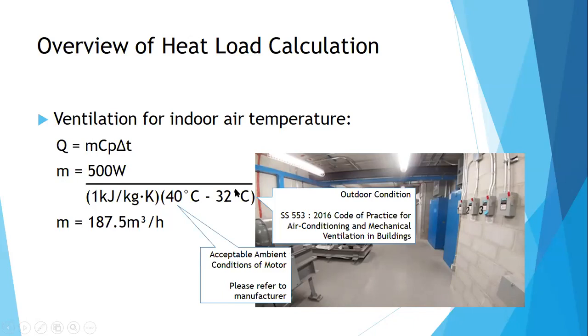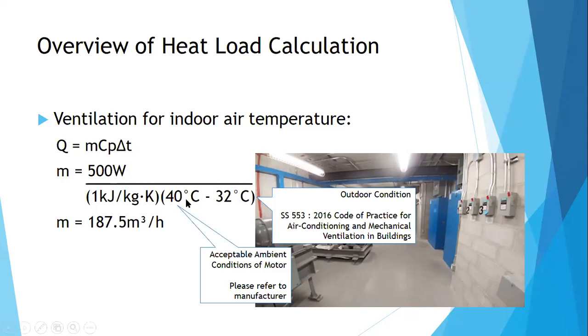32 is the outdoor air condition. So here in Singapore, in the SS553, it is stated that for every design of new buildings, the outdoor temperature is assumed to be 32 degrees Celsius. If I remember correctly, in the Philippines, it's 33 or 34. So please check on your local requirements or your local codes. What is the outdoor air condition? If the code does not specify, please go and check your weather data.